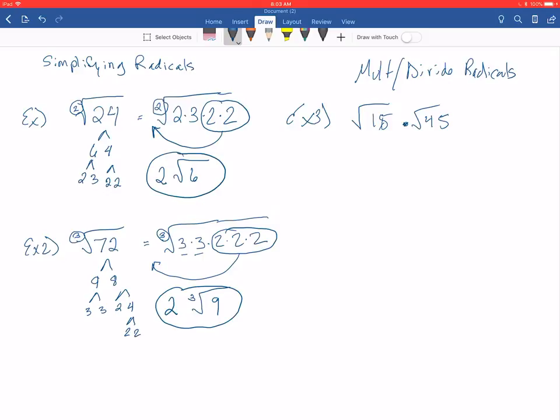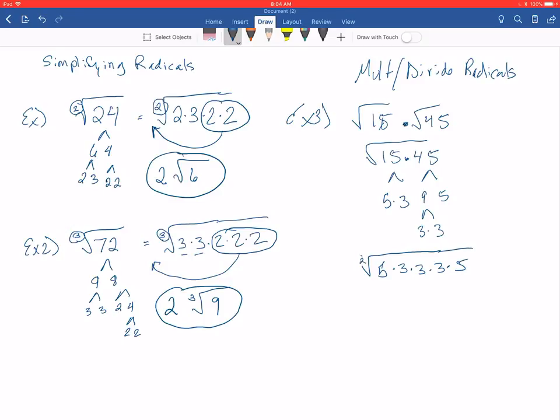Multiplying just means I can put all of this together under a single radical. So I just have two different values that I need to break down. Since everything's multiplied together, I'm just making this into a bigger multiplication. So let's see, 15 is 5 times 3. 45 is 9 times 5, 3 times 3. So this problem becomes one giant square root of 5 times 3 times 3 times 3 times 5.